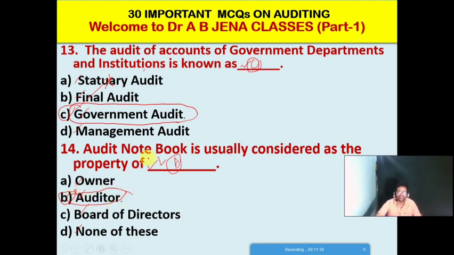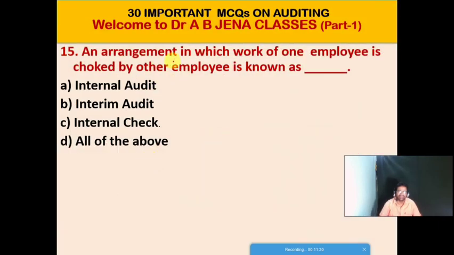So next one MCQ. An arrangement in which work of one employee is checked by another employee is known as or called as what, or which types of audit? A, it's internal audit. B, it's interim audit. C, it's internal check. D, it's all the above. Friends, so C is the right option for this MCQ.